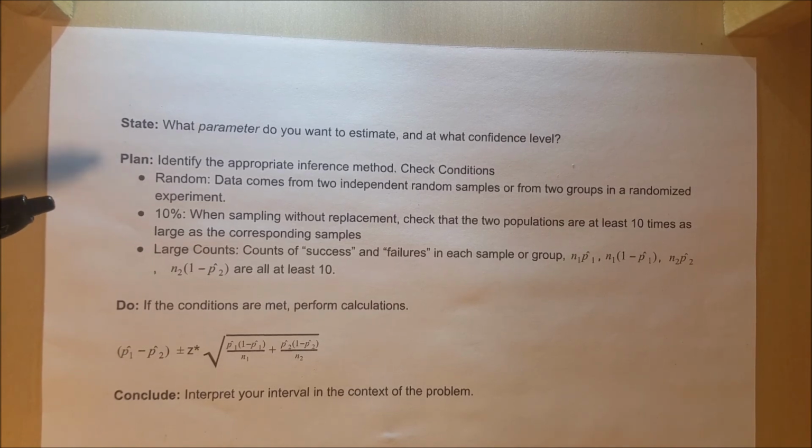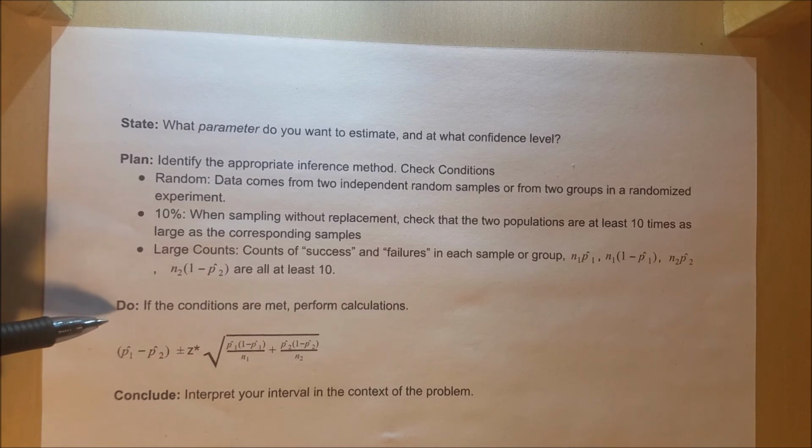So for random, we just need to make sure that the data comes from 2 independent random samples or 2 groups in a randomized experiment. For 10%, we just need to make sure that 2 populations are at least 10 times as large as the samples. And for large counts, we just need to make sure that the counts of success and failures in each sample or group are at least 10.